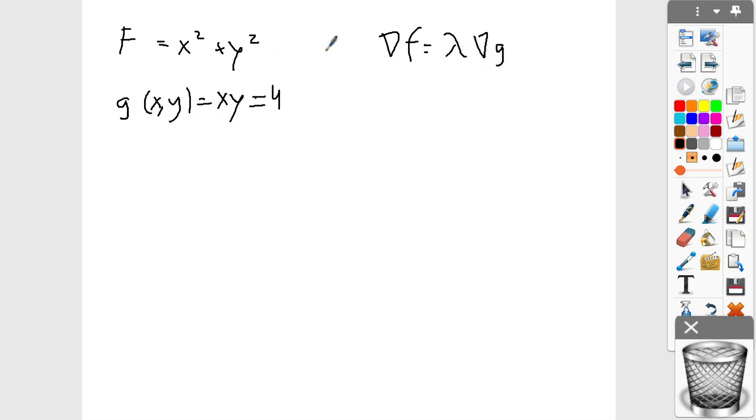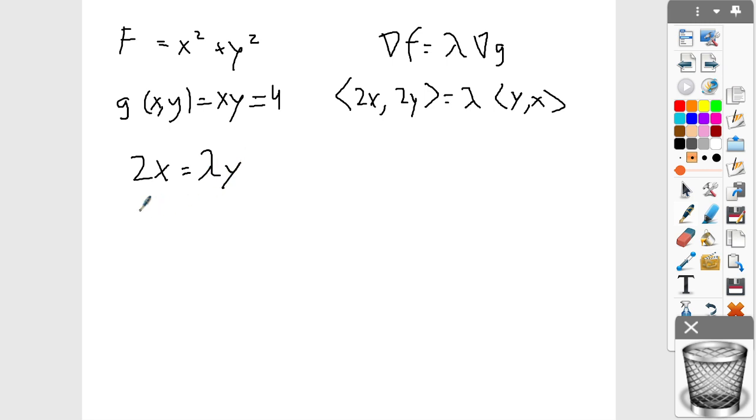So what does that mean? That means that (2x, 2y) is equal to lambda times (y, x). They are vectors. So what does that mean? That means 2x equals lambda y, and 2y equals lambda x. We have two equations, but we have three unknowns. So where are we going to get our third equation? Right here: xy equals 4.